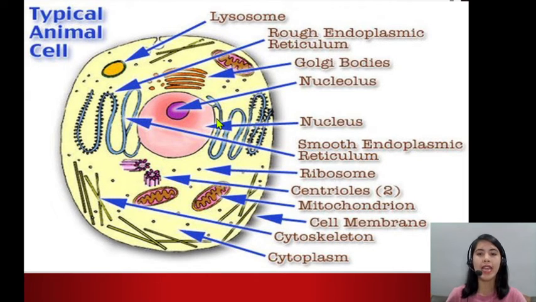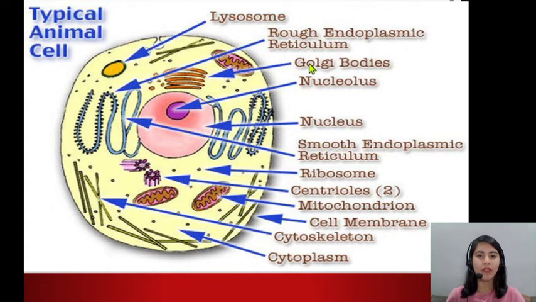Okay, isa-isahin natin yung mga parts ng animal cell. So, human being is also considered as animal. So, kaya ito yung mga typical parts ng ating cell. So, we have lysosomes. The color yellow one is the lysosomes. Next, itong nakikita nyong to na parang sinulid na merong mga naka-attach sa kanya is the rough endoplasmic reticulum or the RER.